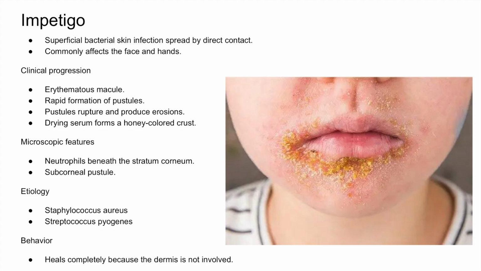Histologically, neutrophils accumulate just beneath the stratum corneum, creating a subcorneal pustule. Because this infection remains superficial and does not involve the dermis, it generally heals without scarring. So the key clinical association is a child with contagious honey-crusted lesions around the mouth or nose.